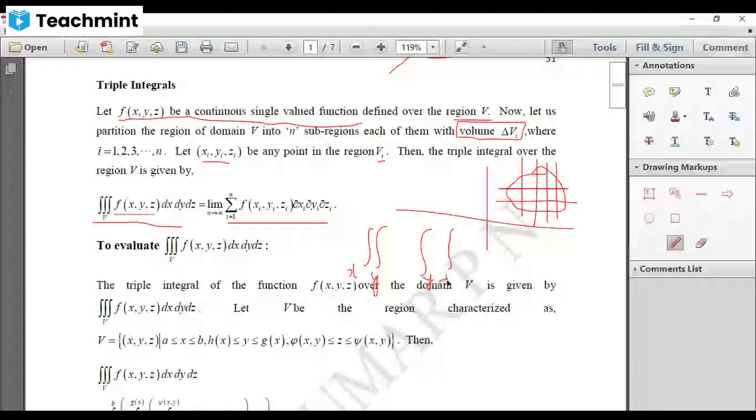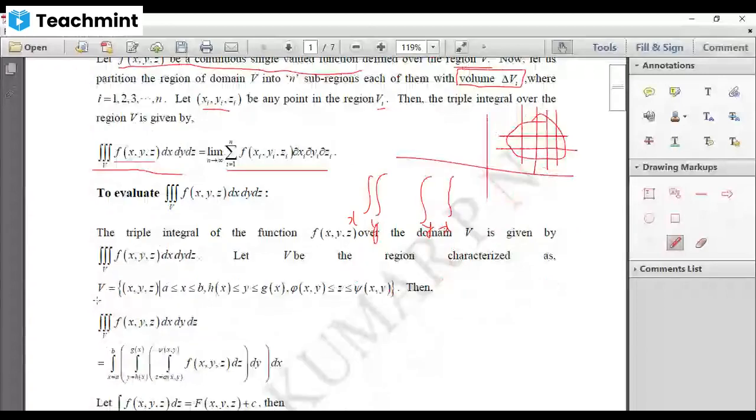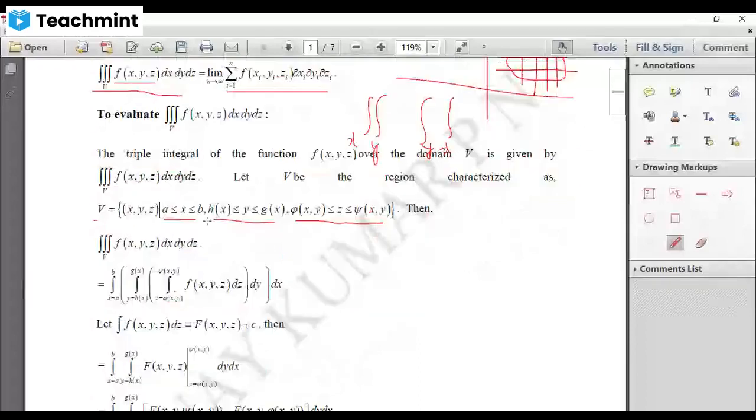Depending on this, suppose, because we are integrating over the region V, each point in the space is an ordered triplet x, y, z, and let us assume that x takes constant limits, y is dependent on x, and z is dependent on x and y. So your x varies from a to b, y varies from h of x to g of x, and z varies from phi of xy to psi of xy. Now because they are dependent on each other, we have to integrate this iteratively.